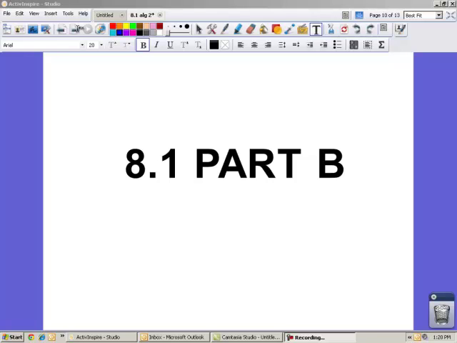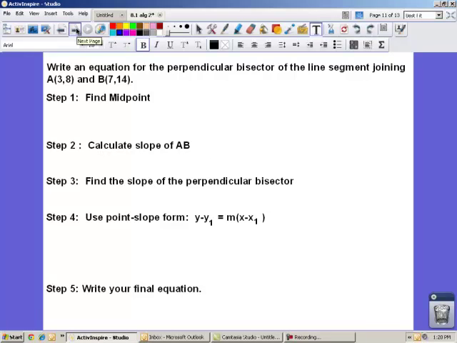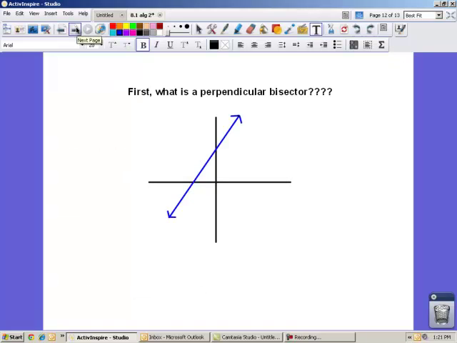This is 8.1 Part B. We're going to use the distance and the midpoint formula to figure out how to write an equation for the perpendicular bisector of the line segment joining those two coordinates together. But before we try to accomplish this problem, I want to explain to you what a perpendicular bisector is.